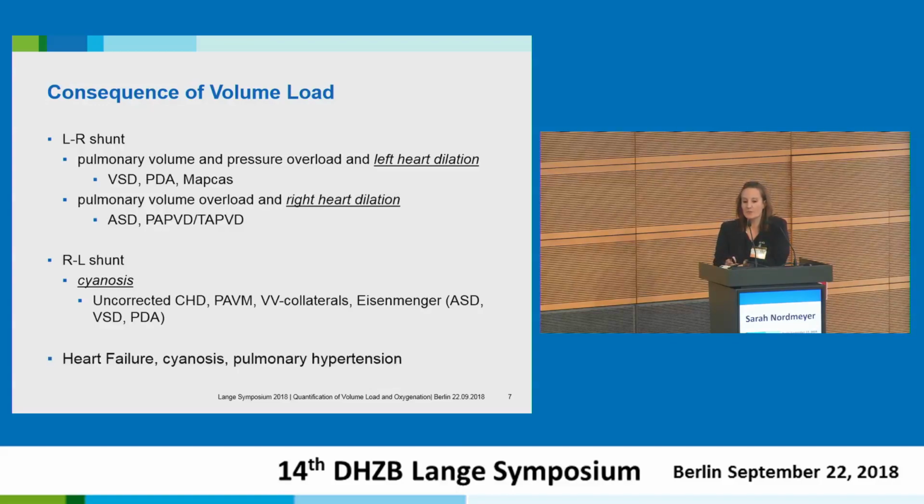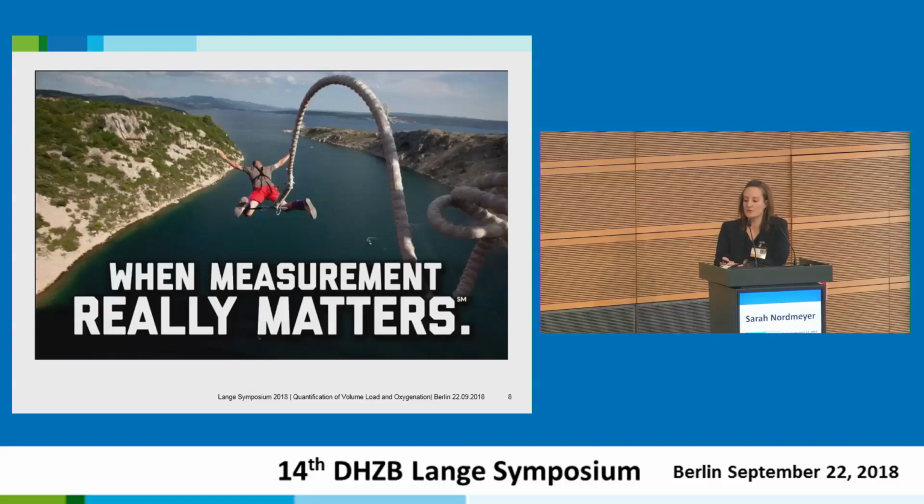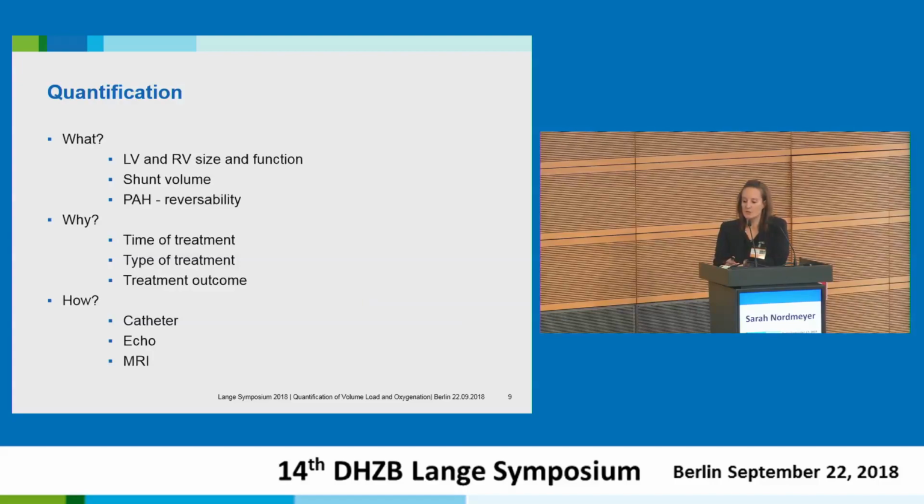So in the end, we have the problems of heart failure, cyanosis, and pulmonary hypertension, which we want to tackle and which we want to prevent. So we try to be as precise as possible in quantifying. What do we actually want to quantify? We want to quantify left and right ventricular size and function. We want to quantify shunt volume, Qp/Qs, and pulmonary arterial hypertension, and the reversibility of high resistance.